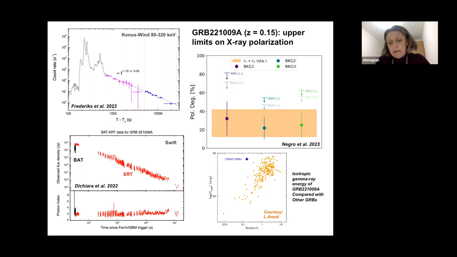This is an interesting slide. Unfortunately, there is no detection, but this is the first measurement of X-ray polarization, again with XPoSat, of course, for a gamma ray burst. And again, it's the bright one, the brightest of all times, the 9 October 2022 gamma ray burst.